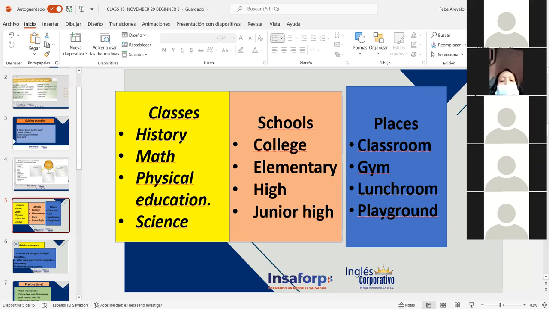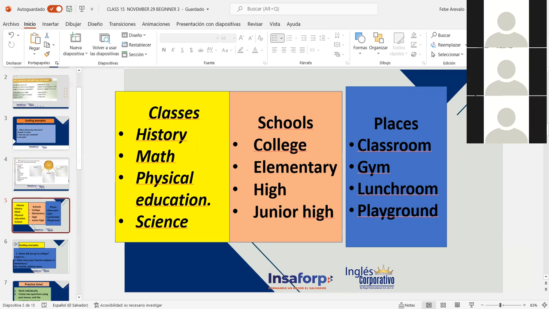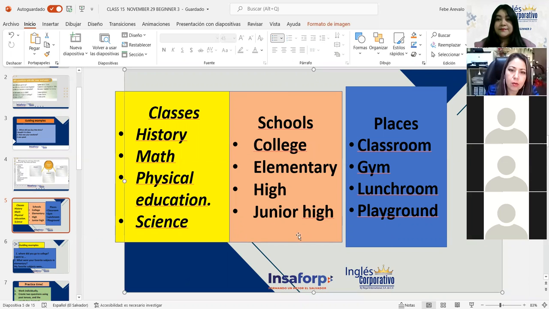All right, now let's go, let me see. Let's go with Natalia. Solo quiero recomendarles de nuevo en esta, everybody, para que no se nos olvide, esta es college, all right? Collage es una cosa diferente a college. Aquí vamos con college. Let's see, Natalia, please. Okay, Miss, classes, history, math, physical education, science, school, college, elementary, high, junior high, places, classroom, gym, lunchroom, and playground. Excellent, there you go, thank you.